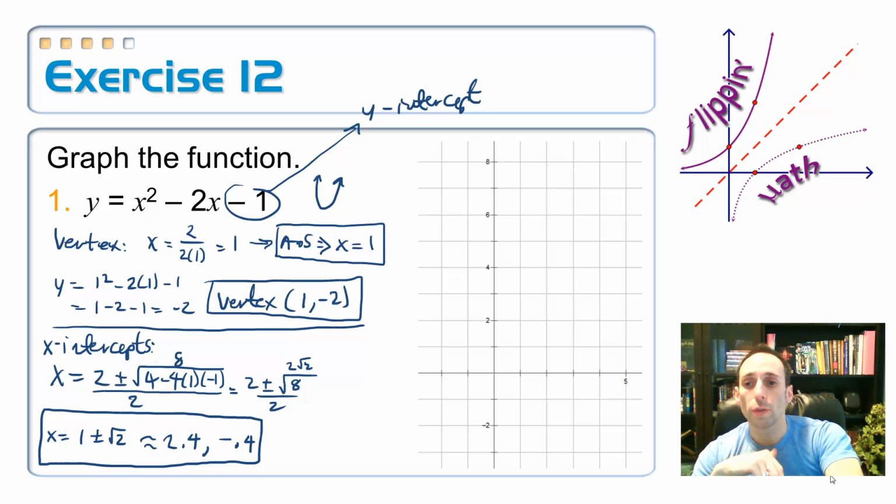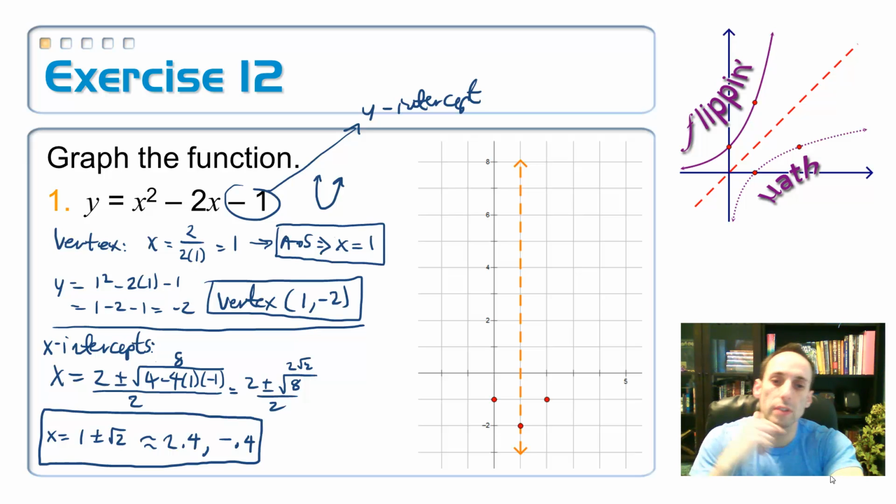I used my formula to find the vertex of that thing. X equals 2 over 2 times 1. It's 1. There's my axis of symmetry. And I go ahead and plug that back into the equation to get the y-coordinate. It's a negative 2. So I've got my vertex at 1, negative 2, and my axis of symmetry. Okay, I can look at my equation. The y-intercept is negative 1, so I plot that point and reflect it across the axis of symmetry. It's 1 on either side.